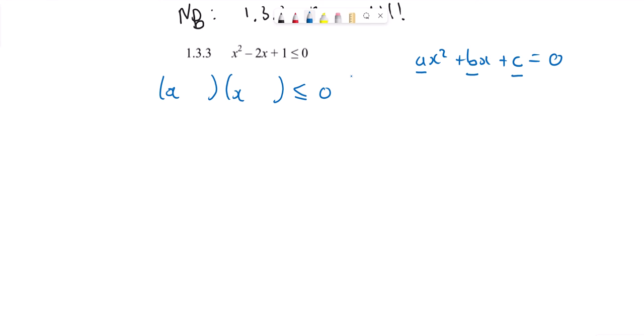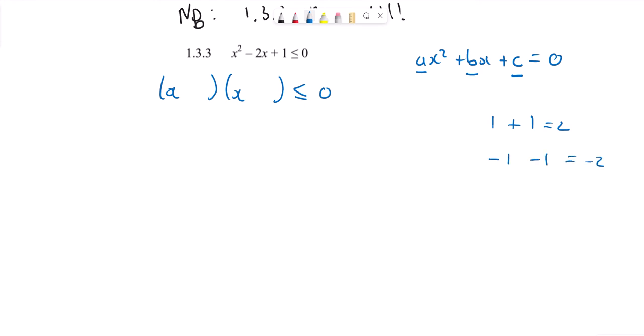Ask yourself then, what are the factors of 1? The factors of 1 is just 1. It's just 1 and 1. How can we get 2 here? By simply adding. But we need negative 2, meaning that it should be negative 1 and negative 1.